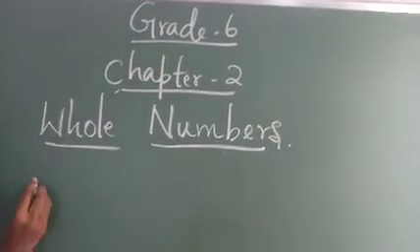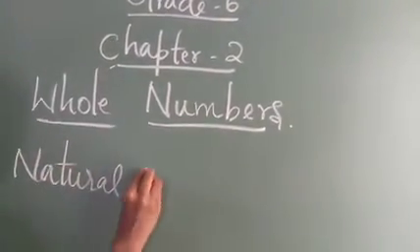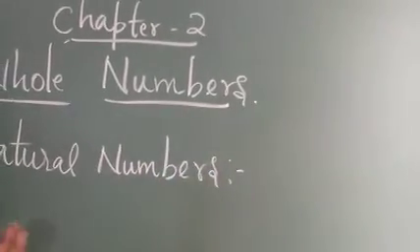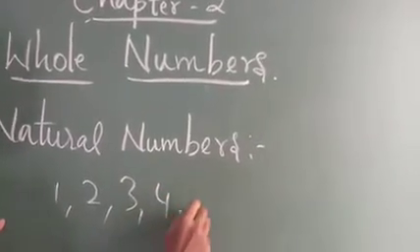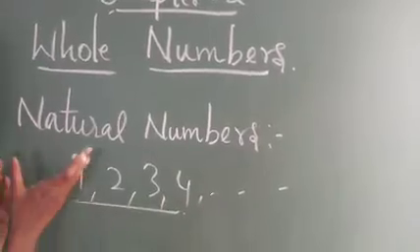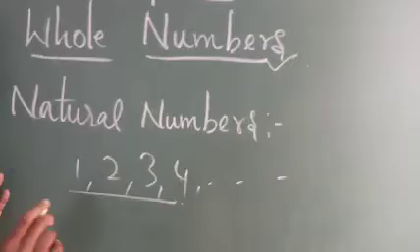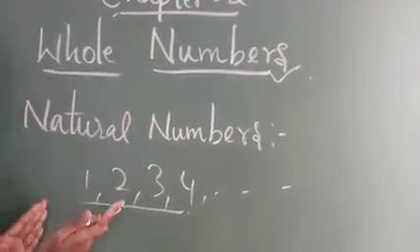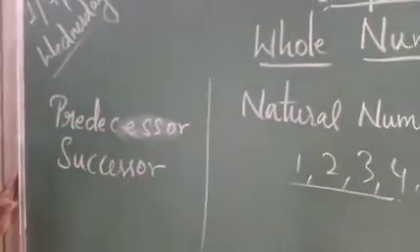So now you recall the natural numbers. Usually you count any things or objects from 1, 2, 3, 4, likewise you can count. So these are the natural numbers. Natural numbers usually start from 1. So what is meant by whole numbers? Before entering into this topic, we discussed the predecessor and the successor of the natural numbers.